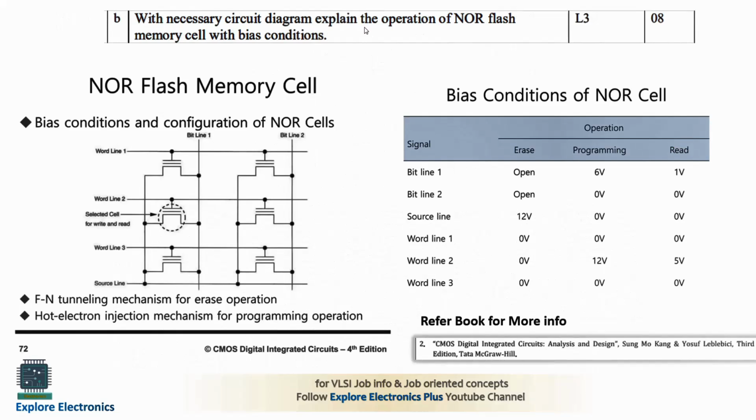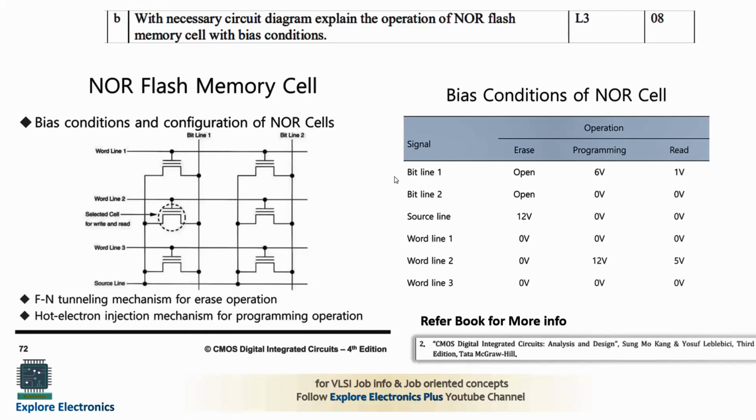With necessary circuit diagram, explain the operation of NOR flash memory cell with bias conditions. This is the simple NOR flash memory cell. The bias conditions and the configurations of the NOR cell are given over here in the table. The different kinds of operations we do for a flash memory are that we can erase the memory, we can program the memory, meaning we can write into the flash, and we can read the data.